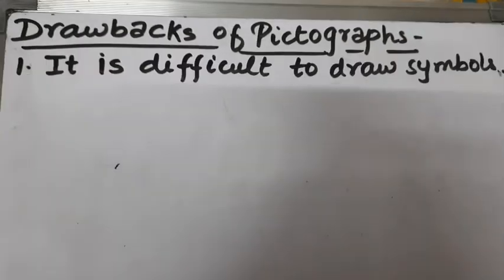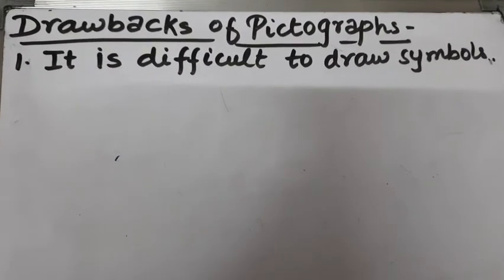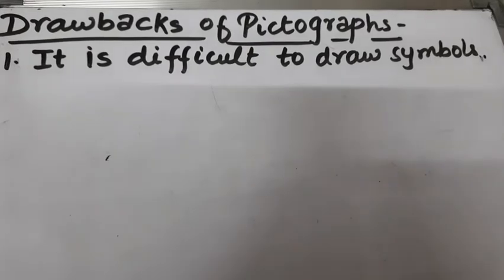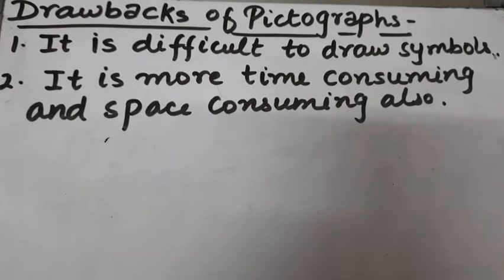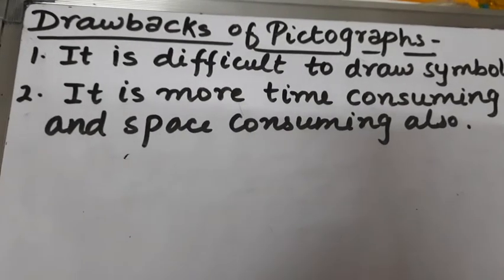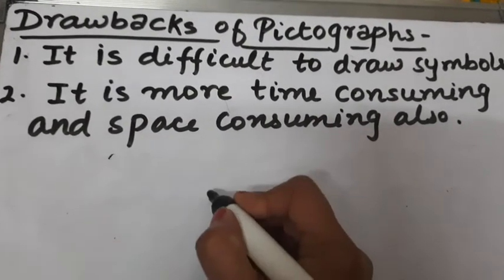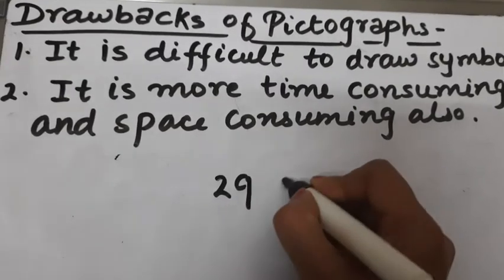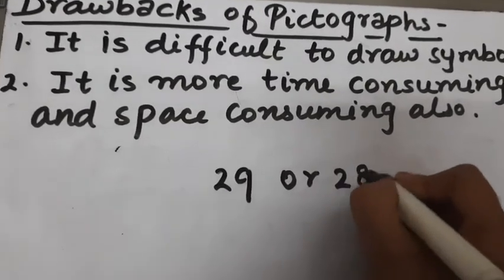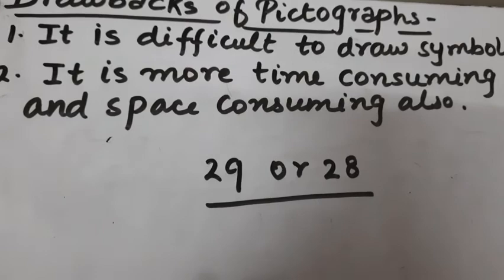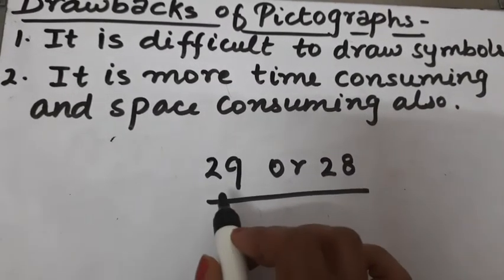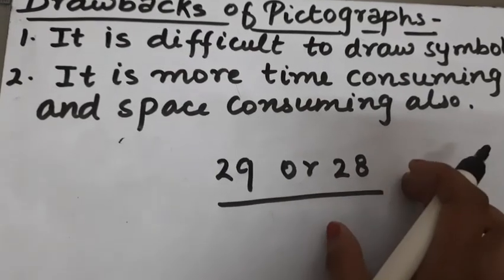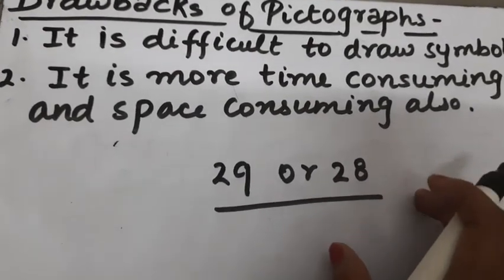But there are many drawbacks of pictograph. First drawback is it is difficult to draw symbols. Second, it is more time consuming and space consuming also. Moreover, in the above example, to represent 29 or 28 students is very difficult because we have taken the scale of 5. So if we have to represent 29 students or 28 students, it will be difficult.